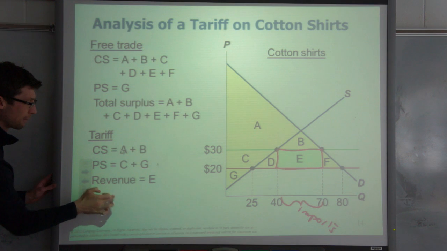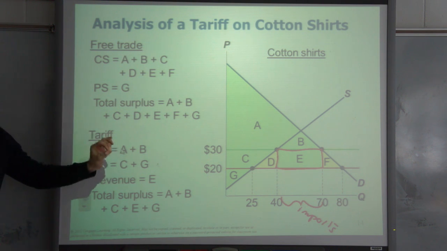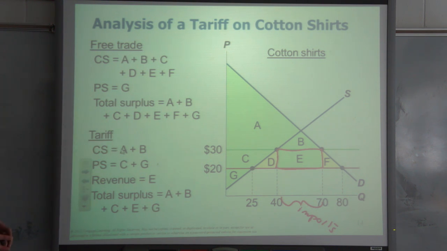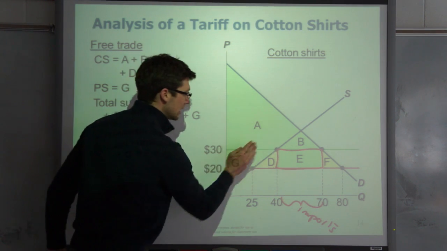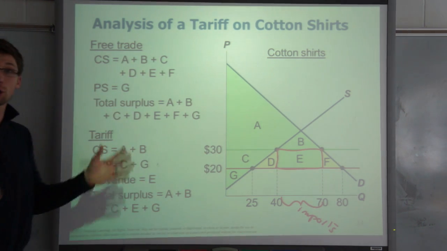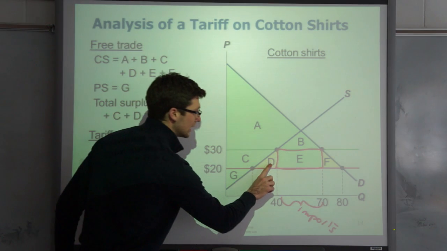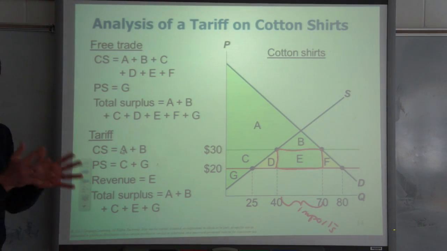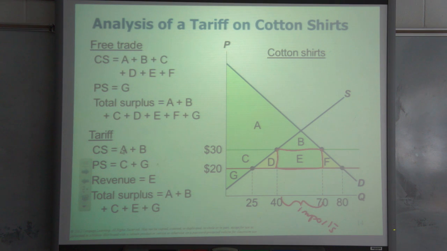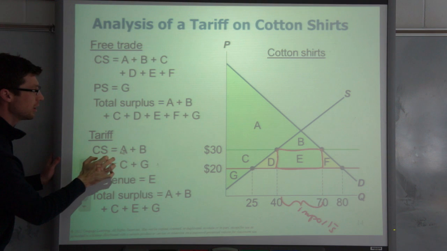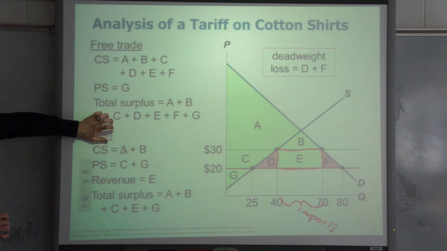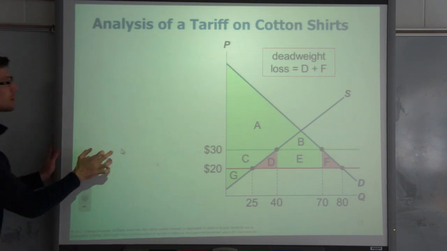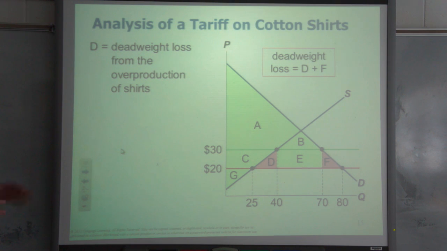What then became of D and E, those that are shaded in yellow? Because A, B, C, E, and G is our total surplus now. We've lost out on D and F. You know that that's dead weight loss. Those are mutually beneficial transactions that aren't happening. And let's further specify what those are. D and F, that's dead weight loss, but it's more specific.